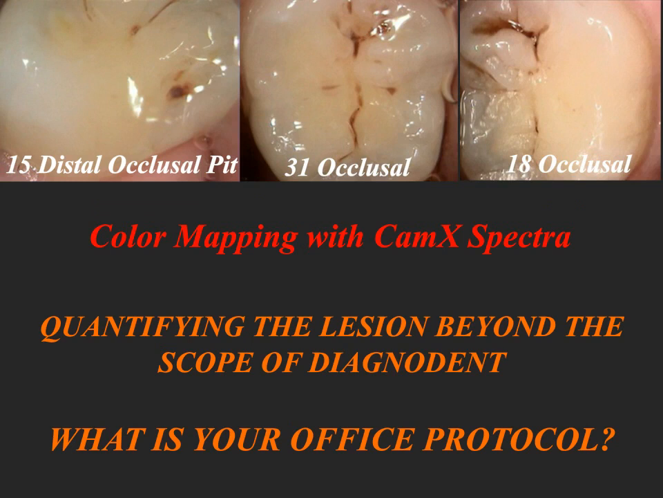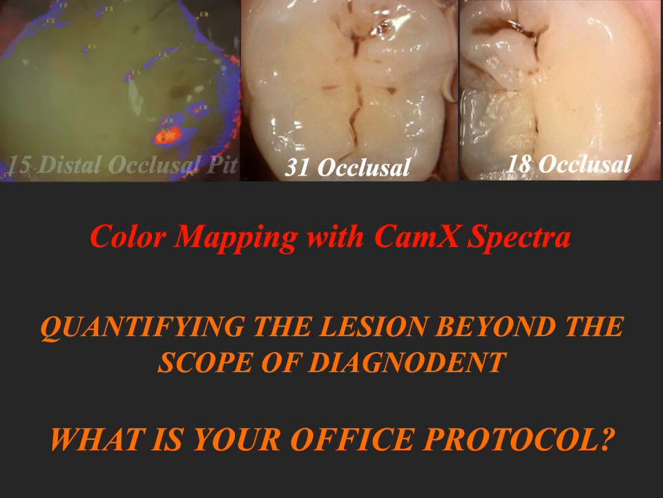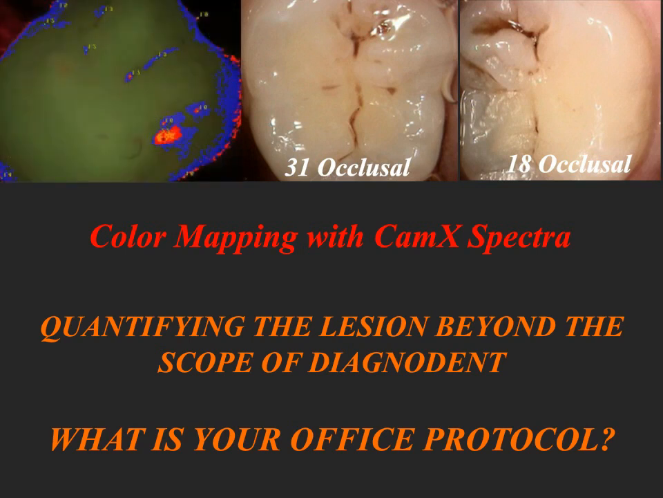So let's go back to our original cases. 15 distal occlusal pit, 31 occlusal, and 18 occlusal. Let's look at color maps with Spectra, quantifying the lesion beyond the scope of Diagnodent. Well, here we can see we've got some early decay in enamel in a couple of areas, and you can see decay into dentin in that distal pit. I don't remember, did that stick or not stick? Maybe it was a slight stick.